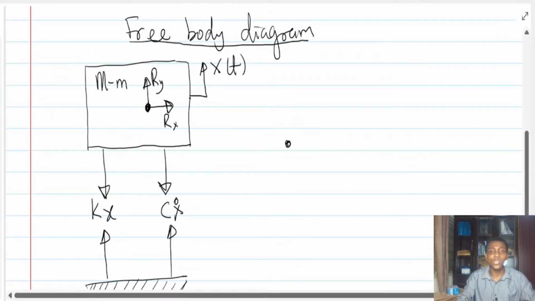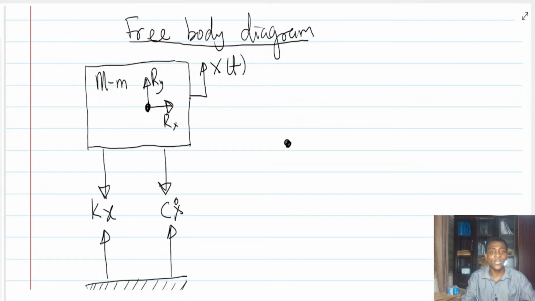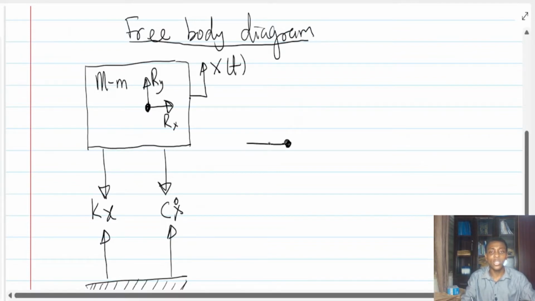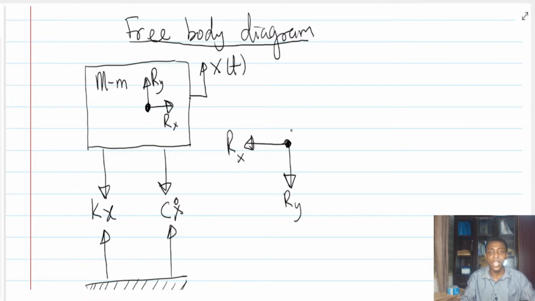So the small mass will also come here. And Newton's third law, right? Since the attachment, the reaction over here is this one, so on this one it will be equal but opposite. So Rx will come here, and then over here Ry will come here, equal and opposite forces, right?